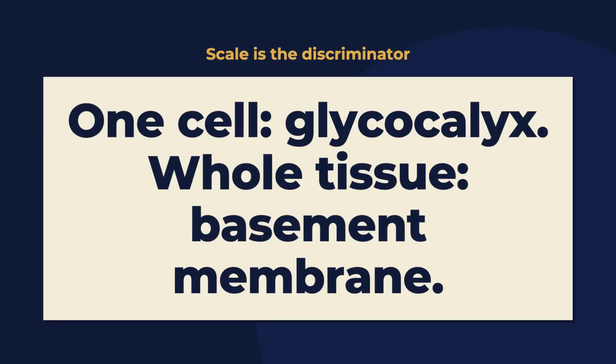Exam questions describe a fuzzy coating on one cell to signal the glycocalyx, but don't confuse it with the basement membrane, which anchors an entire epithelial sheet to connective tissue. The discriminator is scale. A single cell's coating is the glycocalyx. A whole tissue layer is the basement membrane.